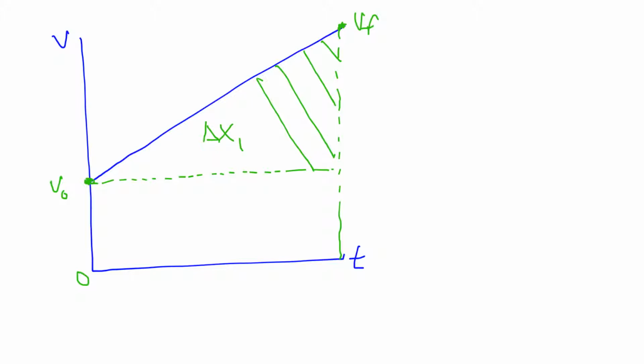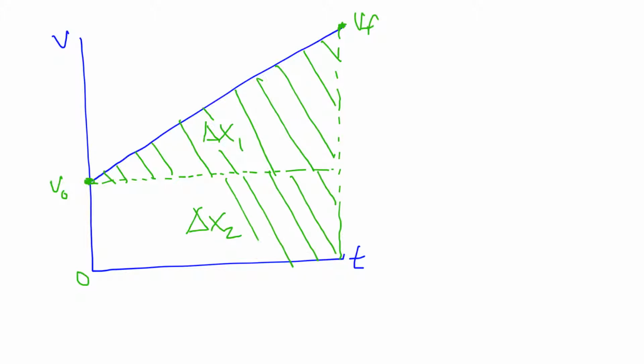So this can be the change in position 1. This down here can be the change in position 2. So the total change in position is going to be equal to delta x1 plus delta x2. Alright, so we'll write that over here.